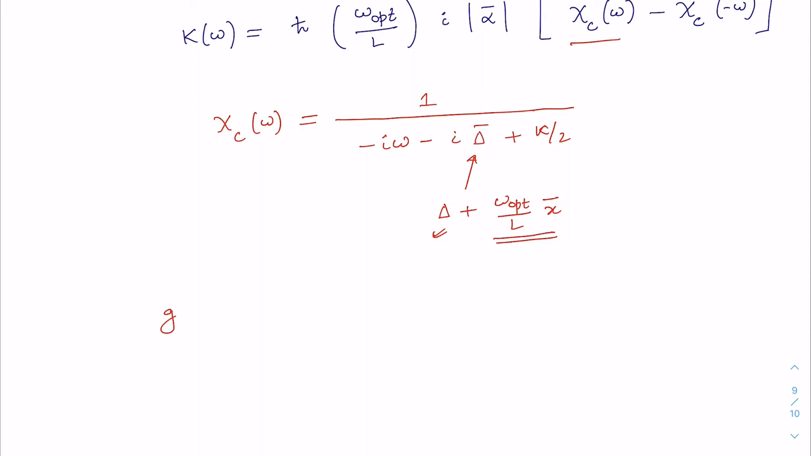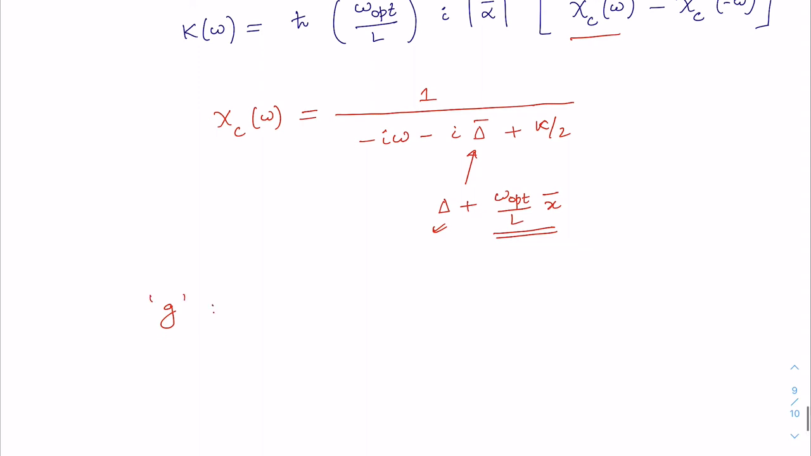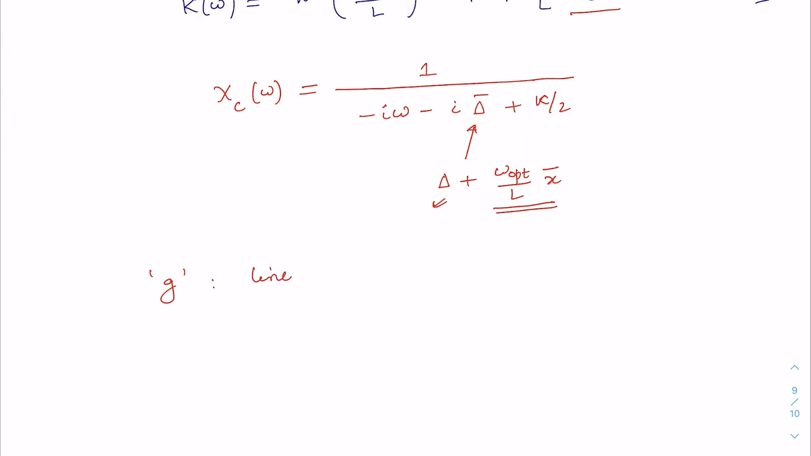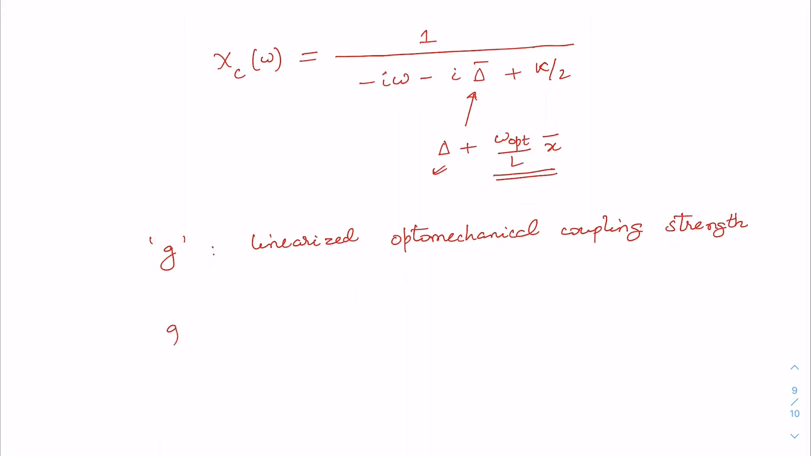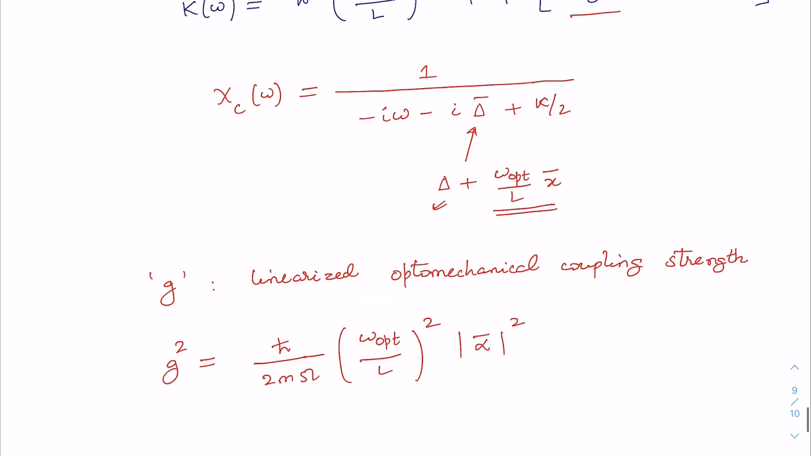That is called the linearized optomechanical coupling strength, linearized because we are now in the linearized domain. You will see that this is going to be a very, very important parameter, and this is defined as z square equal to h cross divided by twice m capital omega, times omega optical by L whole square, then mod alpha square. This is what is z square.